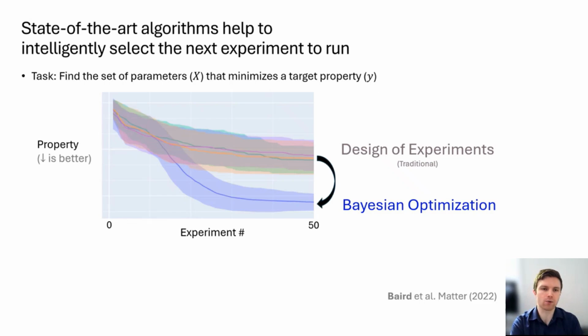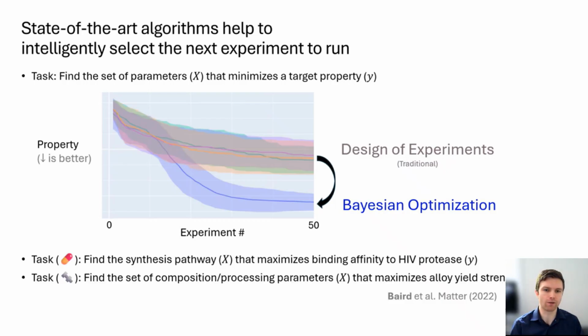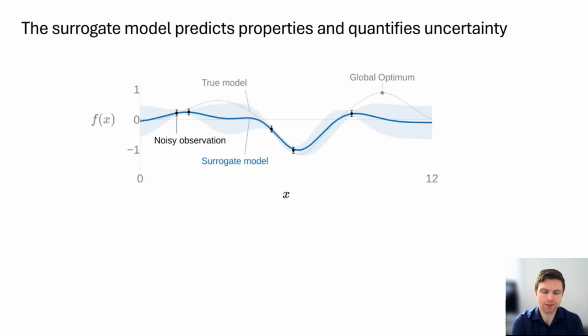Now, there are a number of algorithms that can help us to intelligently select the next experiment that we should run. We see this dramatic improvement when we go from traditional design of experiments to something that is adaptive experimentation, such as Bayesian optimization. And oftentimes the task looks like find the synthesis pathway that maximizes some property like binding affinity to a particular disease, or find the composition and processing parameters that maximize, say, alloy yield strength. And these generally involve, again, predicting properties and quantifying uncertainty. So if we have, in this case, a Gaussian process model, we have our noisy observations as the black points.